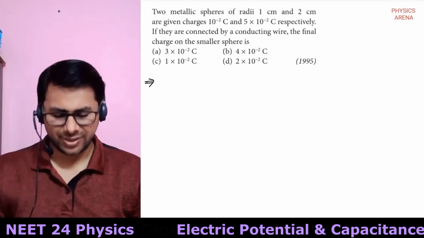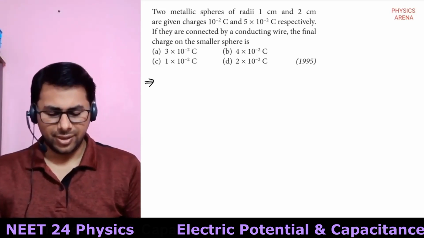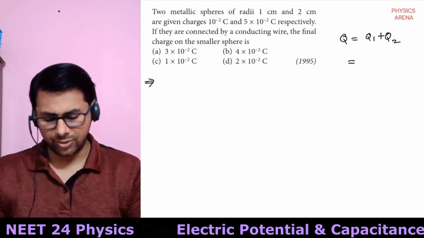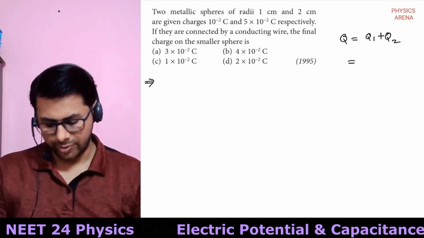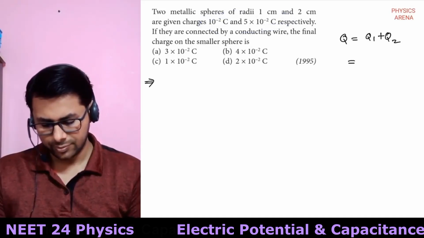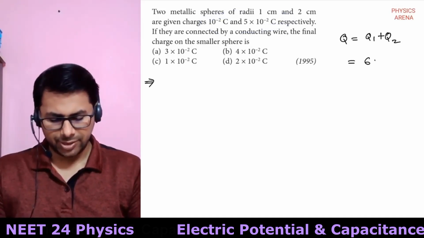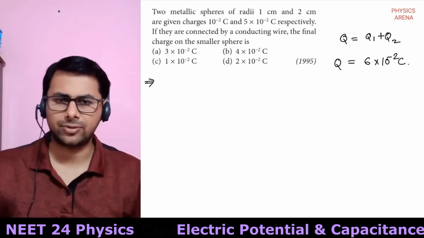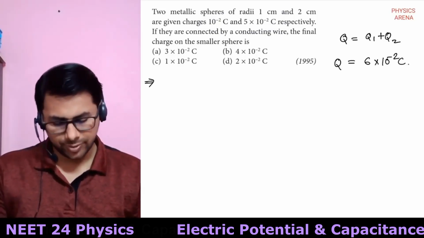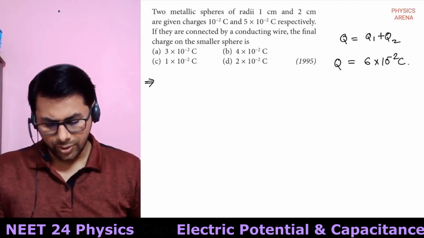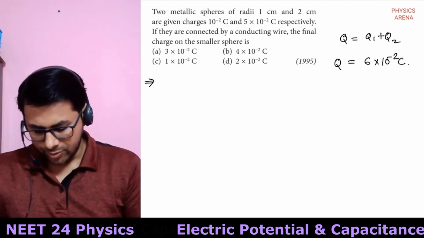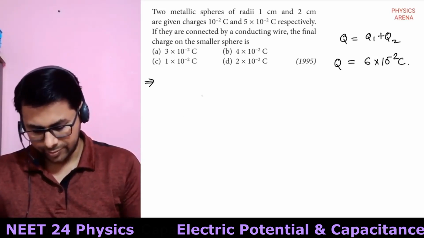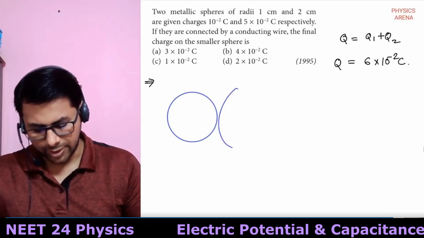Total charge will remain conserved, right? So Q is equal to Q1 plus Q2. How much is Q1? 10 raised to minus 2. How much is Q2? This will be 6 into 10 raised to minus 2, because the first one is 1 into 10 raised to minus 2 and the second is 5 into 10 raised to minus 2. Now, when you connect the two metal spheres, what will happen? The charge will flow from one to another.